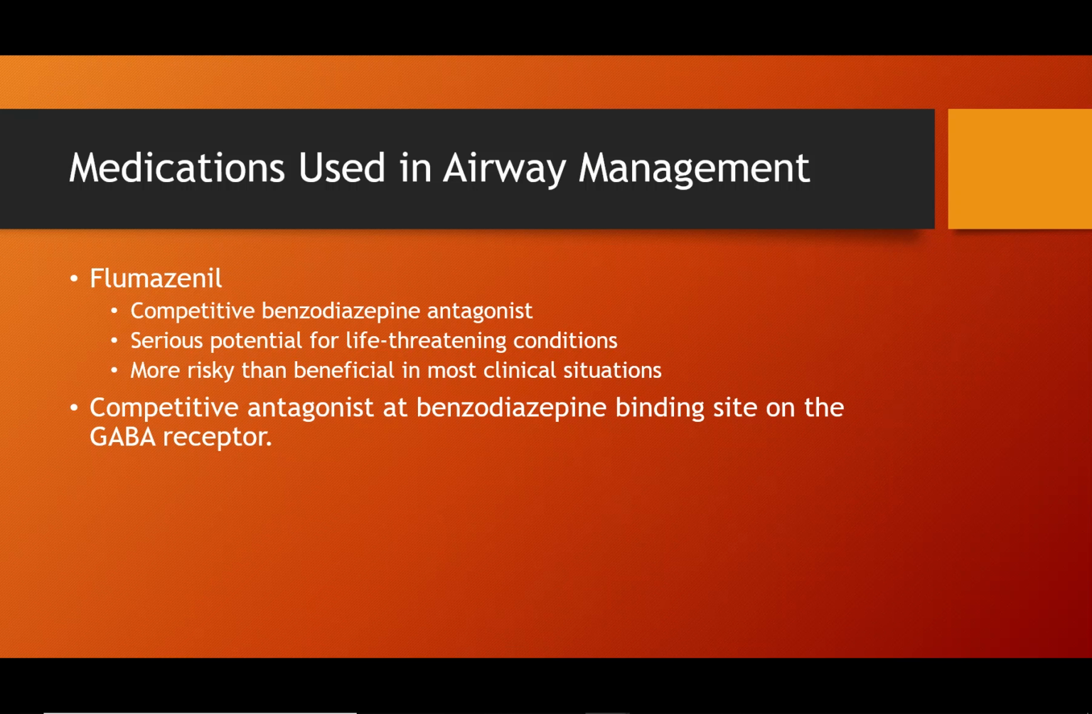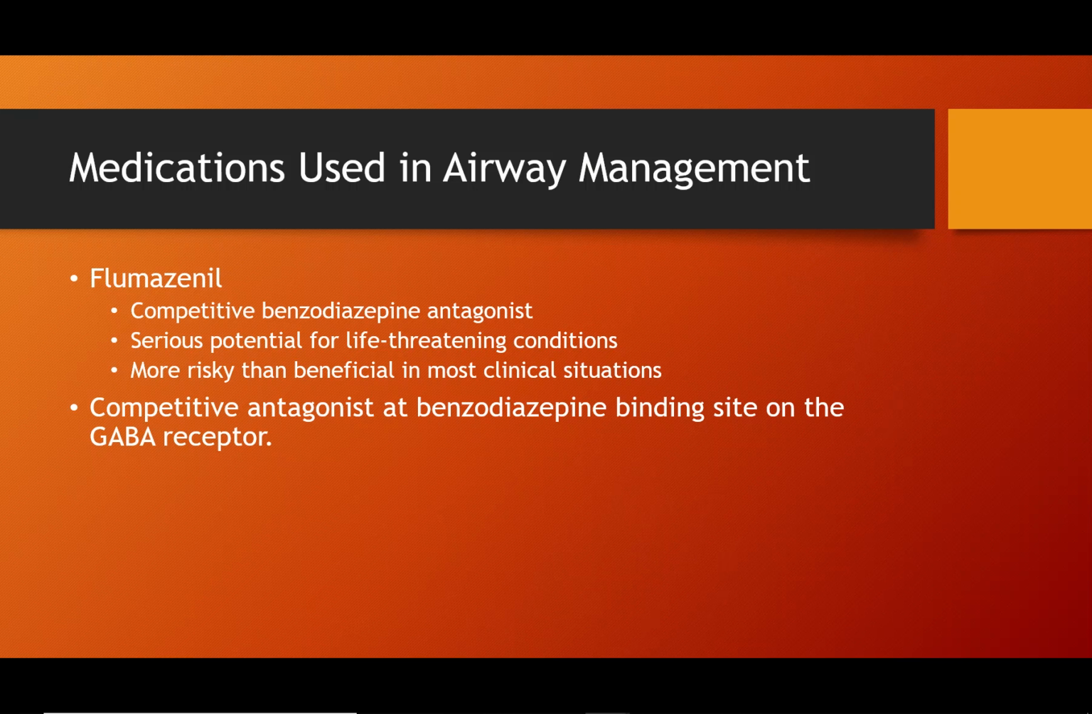So what is flumazenil? Flumazenil is basically Narcan for benzodiazepines, all right? So it's a competitive benzodiazepine antagonist, and I'll go over the serious potential for life-threatening conditions and why it's more risky. But what it does is it basically competitively binds at the GABA receptor, so it'll kick out anything that's trying to activate that benzo receptor, that GABA receptor.